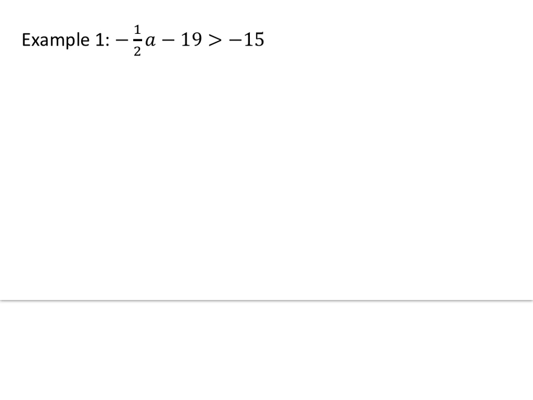This is our first example. So if you want to take a moment to write that down, it's negative 1/2 a minus 19 is greater than negative 15. We're going to treat this just like a two-step equation. And so usually in a two-step equation you add or subtract first. In this case it says minus 19, so we're going to make sure that we add 19 to both sides.